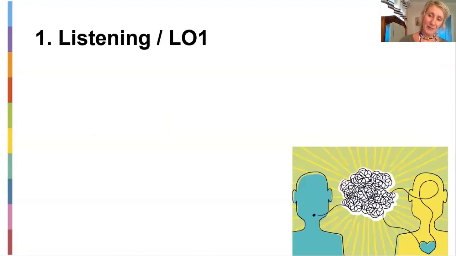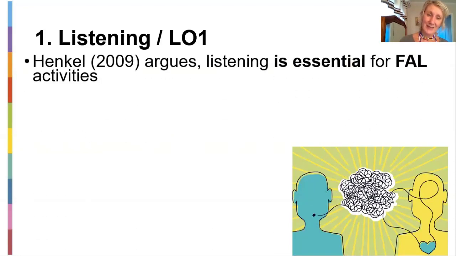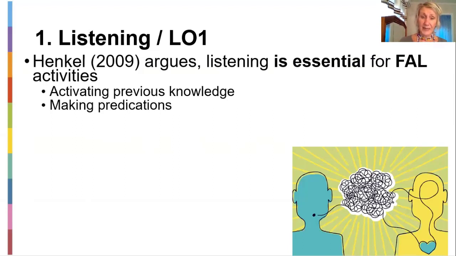Okay, we're going to do the four genres. First one is skills, listening. Henkel argues that listening is essential for FAL, first additional language activities, that you have to have listening. And I would say the same is true for home language, that you always have listening. You're listening to a text, you listen to questions, you're listening to other people in the class. So you constantly need to be aware of your listening, or active listening, because it activates previous knowledge when you can hear what other people are talking about. You might not know exactly what they're saying, but if you can pick up things, you'll know what they're talking about, and you can make predictions about what the conversation is going to be about.